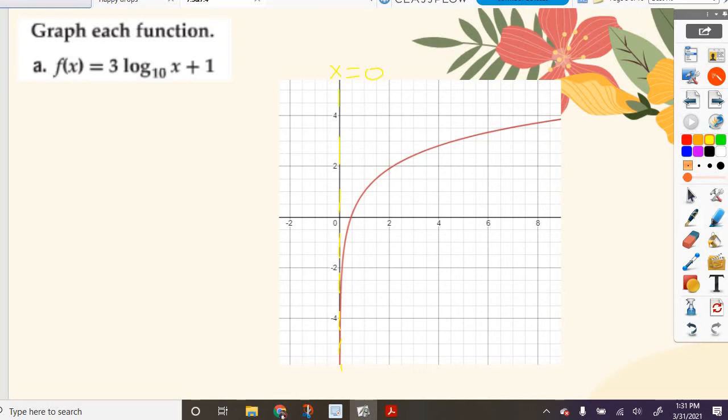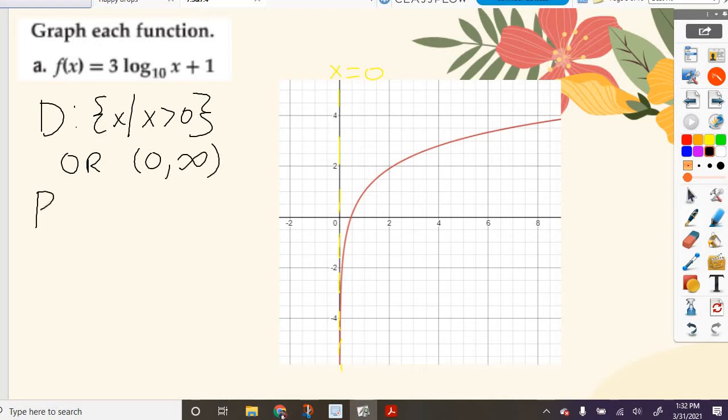Now, if we were to move our graph left or right, that would change where our asymptote is, and it's going to change it the same number of units that we move it left or right. Okay? The other thing that's important to point out is remember that our domain this time has to be x such that x is greater than 0. Or remember that we can write that as 0 to infinity. And our range this time is going to be all real numbers.